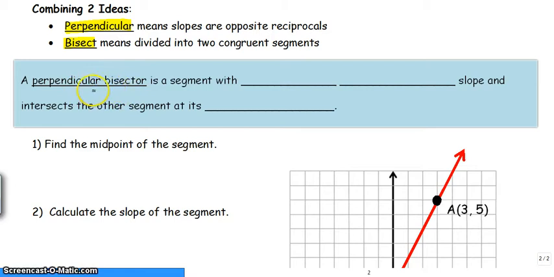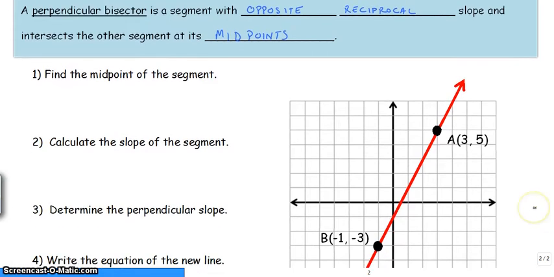A perpendicular bisector is a segment with opposite reciprocal slope that intersects another segment at its midpoint. So two concepts here that we're working with. Perpendicular lines, so opposite reciprocal slopes, and midpoints. We are going to have to remember for the quiz how to find both of those. The quiz will be set up so we walk you through these steps as well.